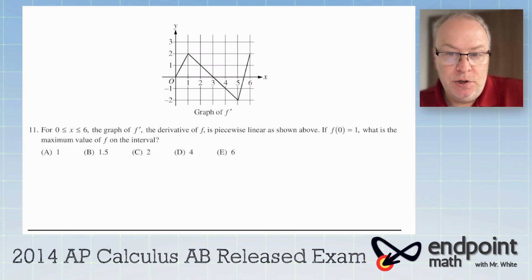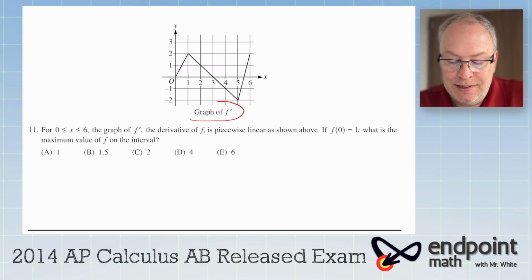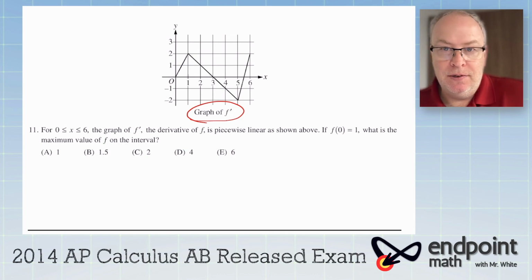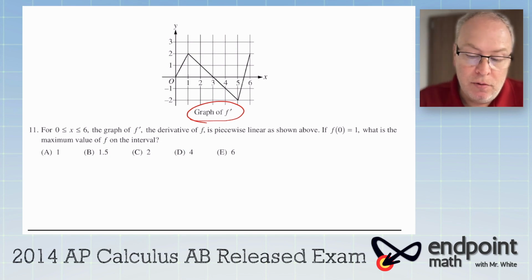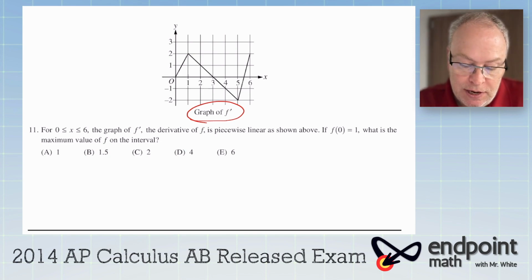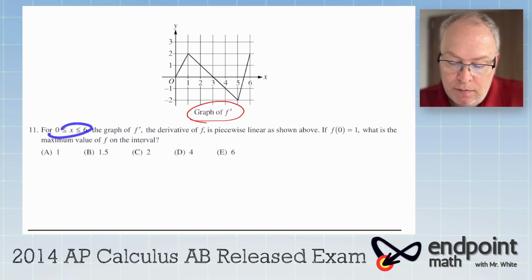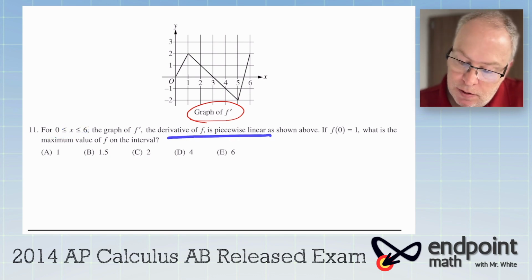So on this first question, first of all, if you look at this, it says the graph of f prime. This is not the graph of f, it's the graph of the derivative. Always know what graph you're looking at. Okay, so this says from 0 to 6, we're looking at the derivative, which is piecewise. We see the pieces there, of course.